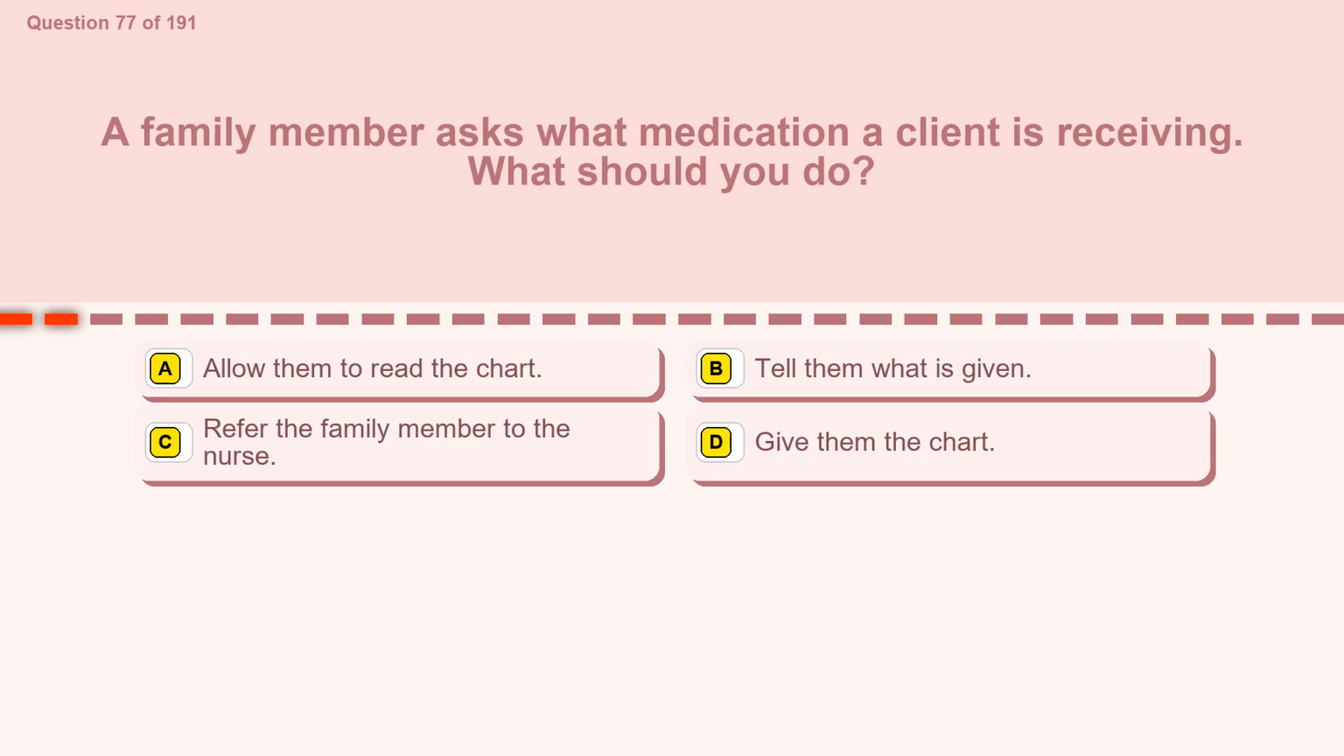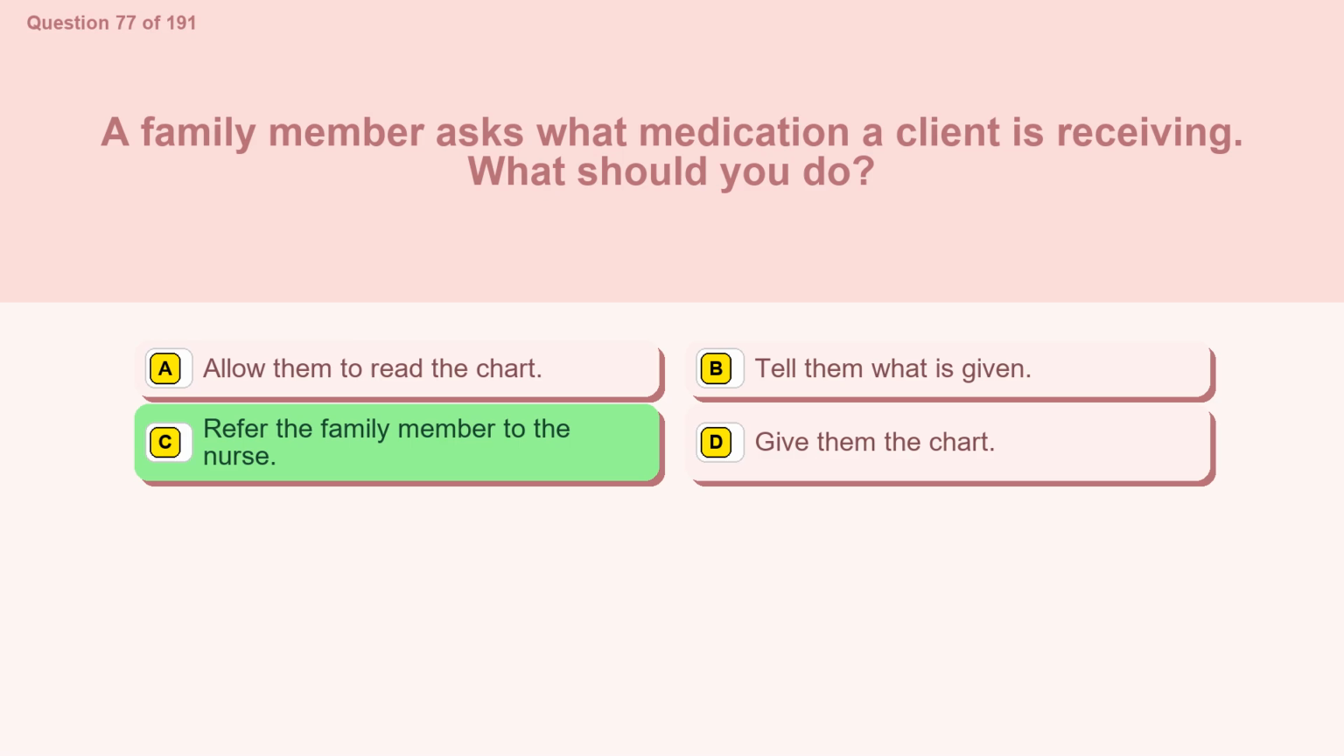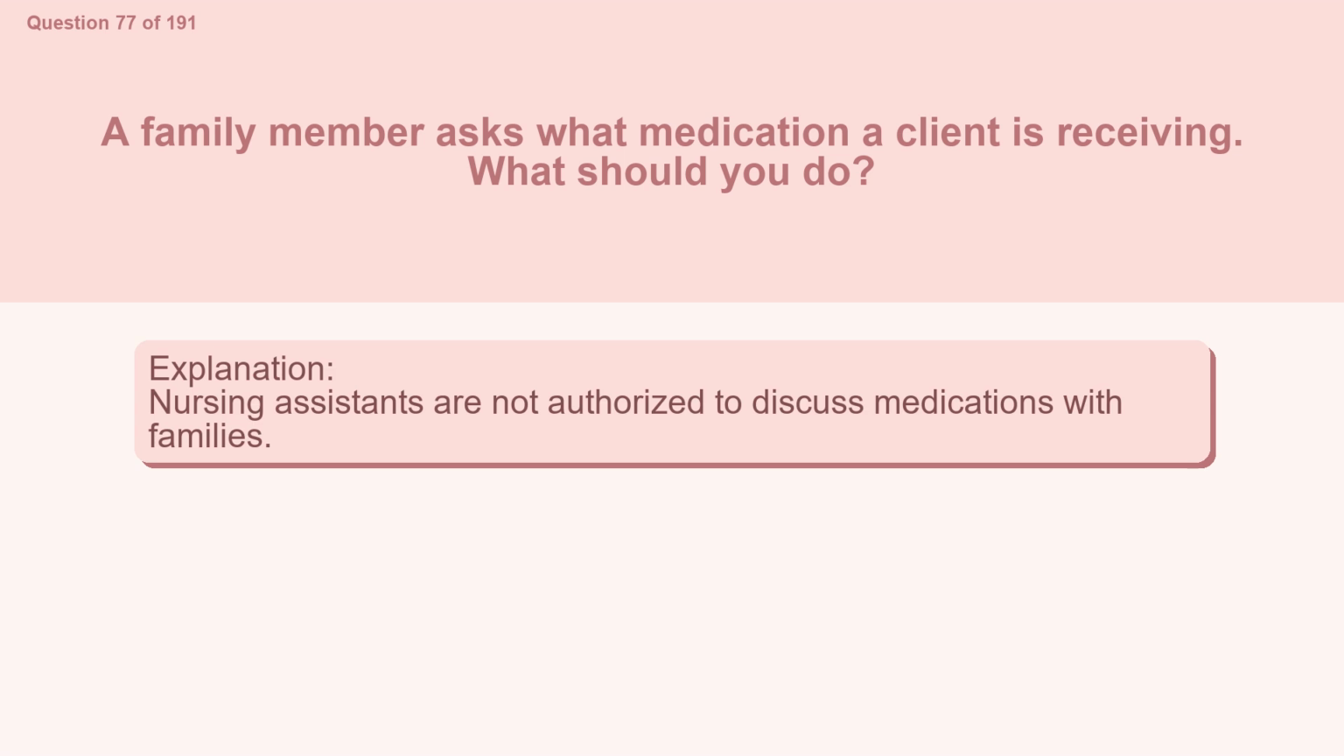Question 77. A family member asks what medication a client is receiving. What should you do? Option A, allow them to read the chart. Option B, tell them what is given. Option C, refer the family member to the nurse. Option D, give them the chart. The correct answer is option C, refer the family member to the nurse. Nursing assistants are not authorized to discuss medications with families.